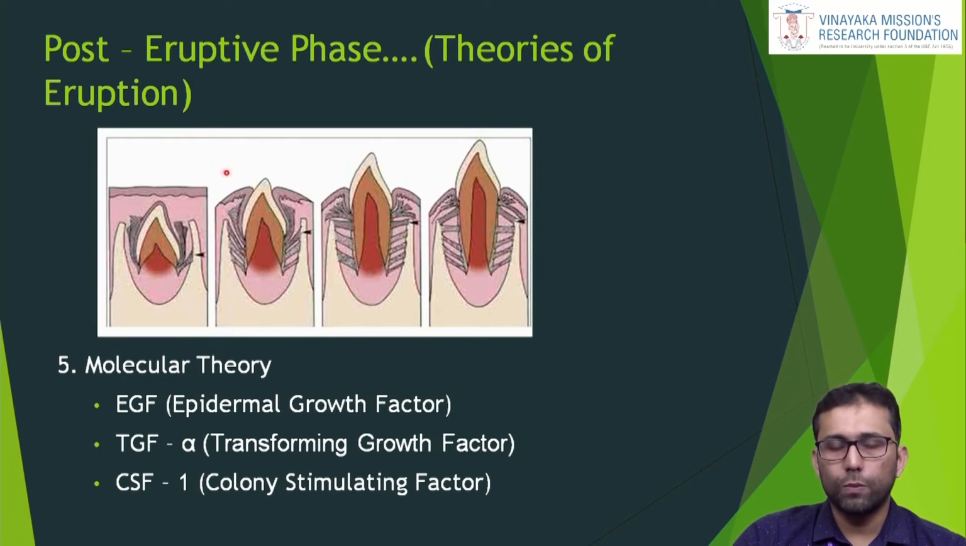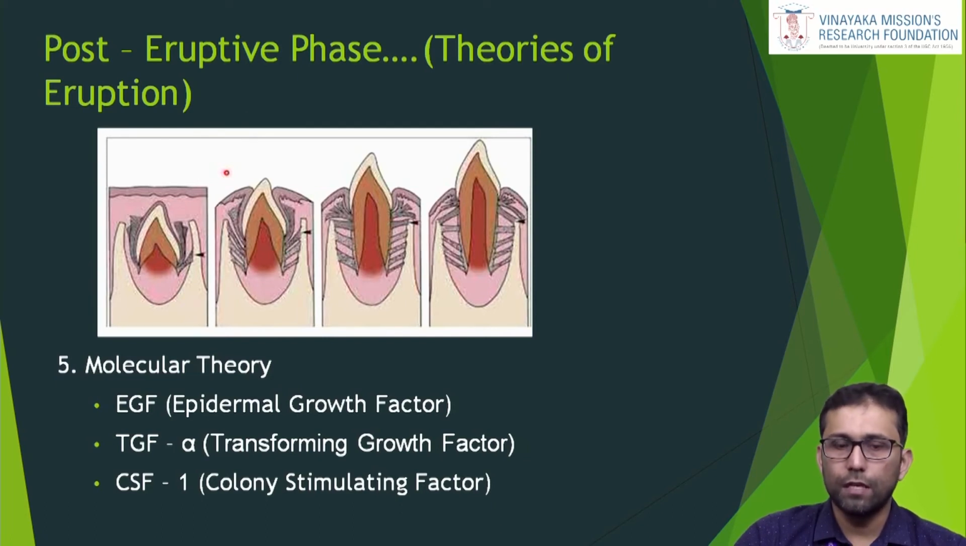Instead of giving the responsibility of the eruption to the tooth or the bone or the periodontal ligament, this theory says that there are factors present in the body which will result in the eruption of the tooth. So this is called the molecular theory. There are a few factors involved in the molecular theory.